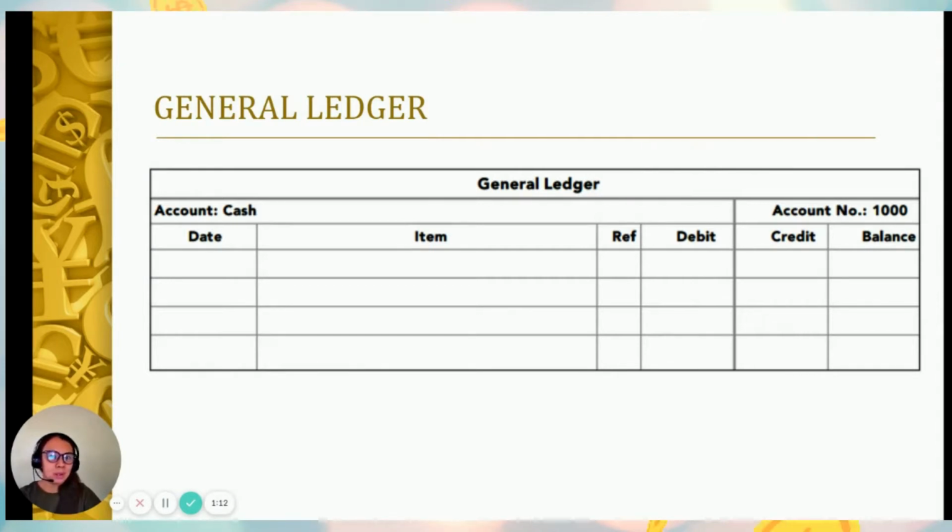Now, the balance column, which is the last one, represents the running balance of the account after considering the debit and credit amounts. If the running balance is positive, the account has a debit balance, whereas if it has a negative running balance, then the account has a credit balance.